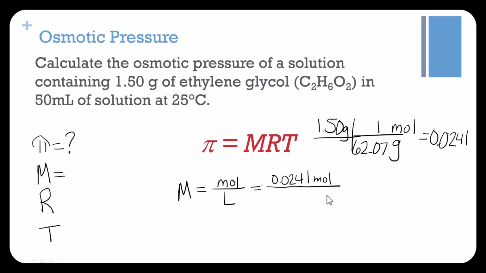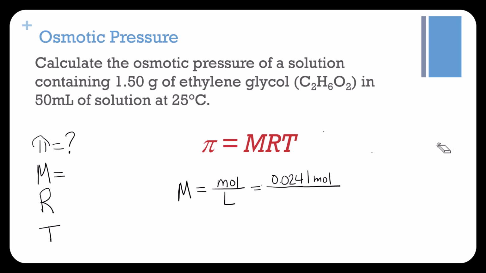On the bottom is our liters of solution. Of course, the solution's given to us in milliliters. So just a quick conversion from milliliters to liters. So 50 milliliters, liters on top, milliliters on the bottom, and 1 liter. There's 1,000 milliliters, so we're dividing by 1,000. Again, if you can do this in your head without writing it out, that's fine. We get 0.05.